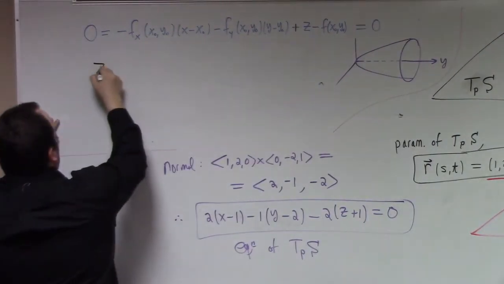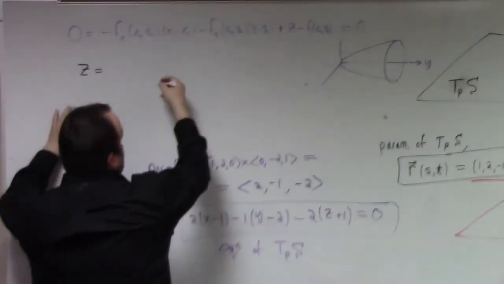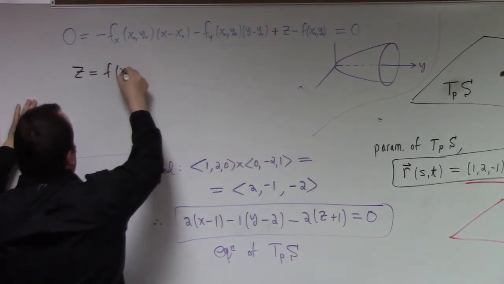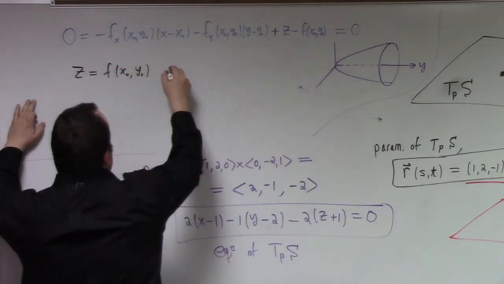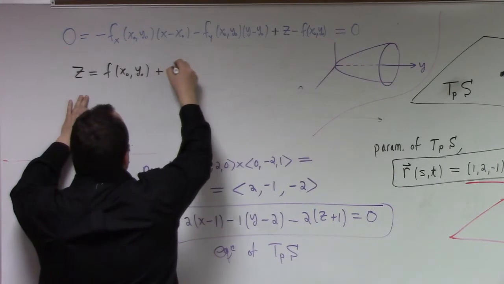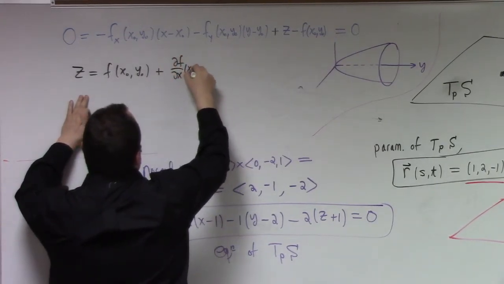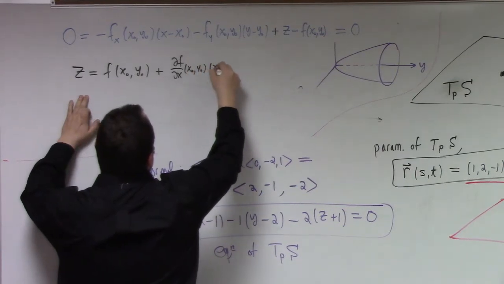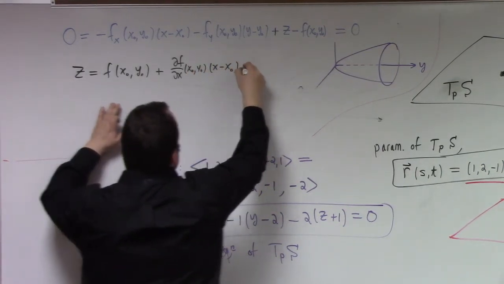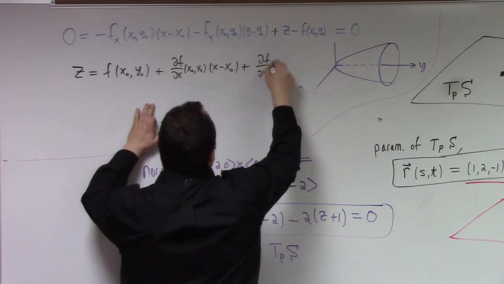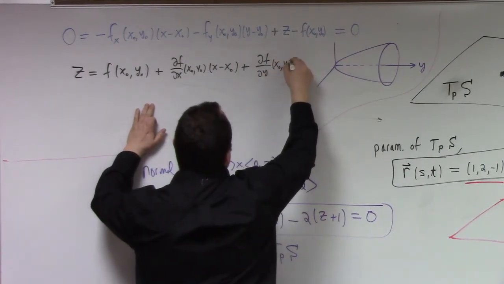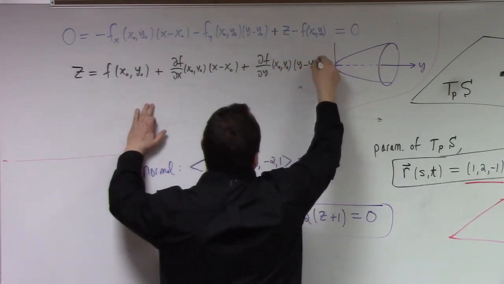We get z, this is the graph. This is the equation for the tangent plane. We have z is equal to f of x naught, y naught, right? Plus what? Plus, I'll use the other notation, partial f partial x at the point x naught, y naught, times x minus x naught, plus partial f partial y at x naught, y naught, times y minus y naught.